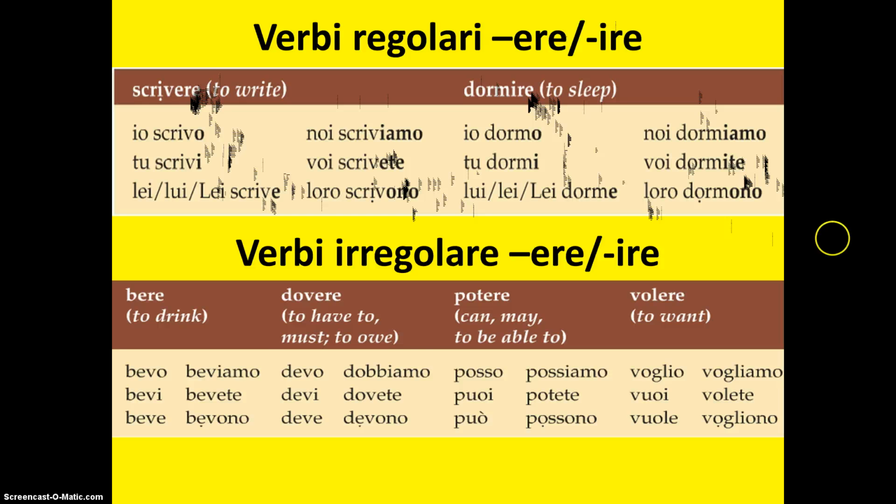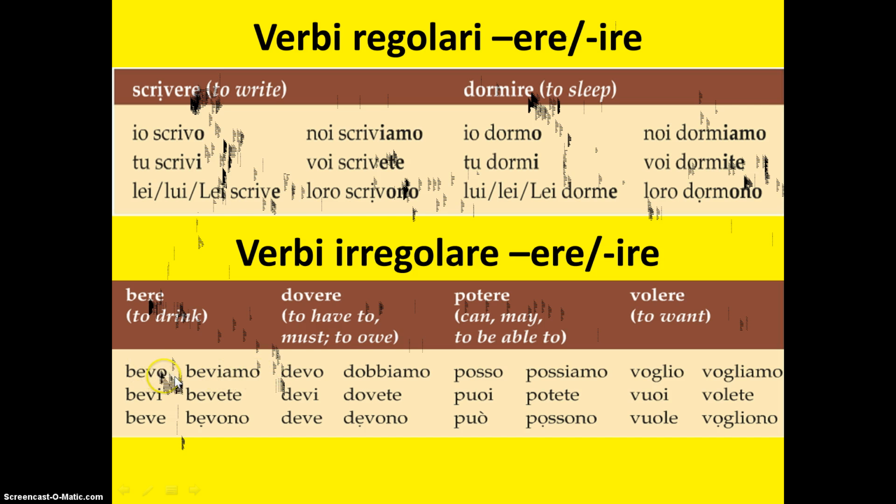First, we have our -ere verbs: bere, dovere, potere, and volere. If we were to follow the regular pattern for bere, we would remove the -ere ending and we would be left with just the letter b as a root. And then we would add the regular endings. For io, it's the o, so we would end up with bo. For tu, it would be bi. But as you can see, this is not the case. The verb is irregular. It doesn't follow the usual pattern.